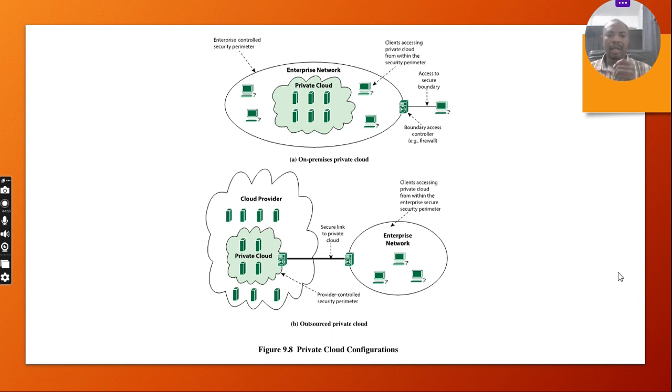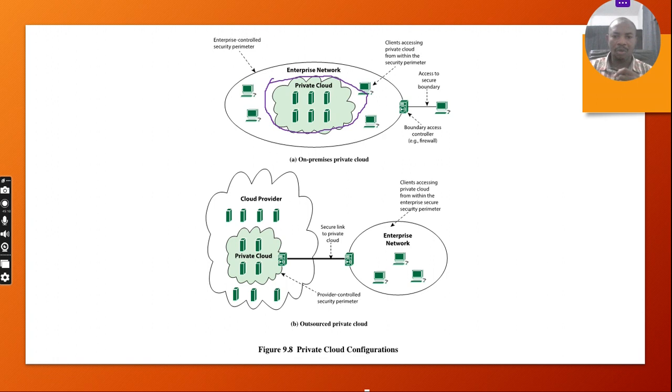Now here, figure 9.8 shows private cloud configuration. Here in this private cloud configuration, you can see the private cloud is on the enterprise network. It's inside the enterprise network. The private cloud is inside the enterprise network. Then this is one way of having a private cloud.